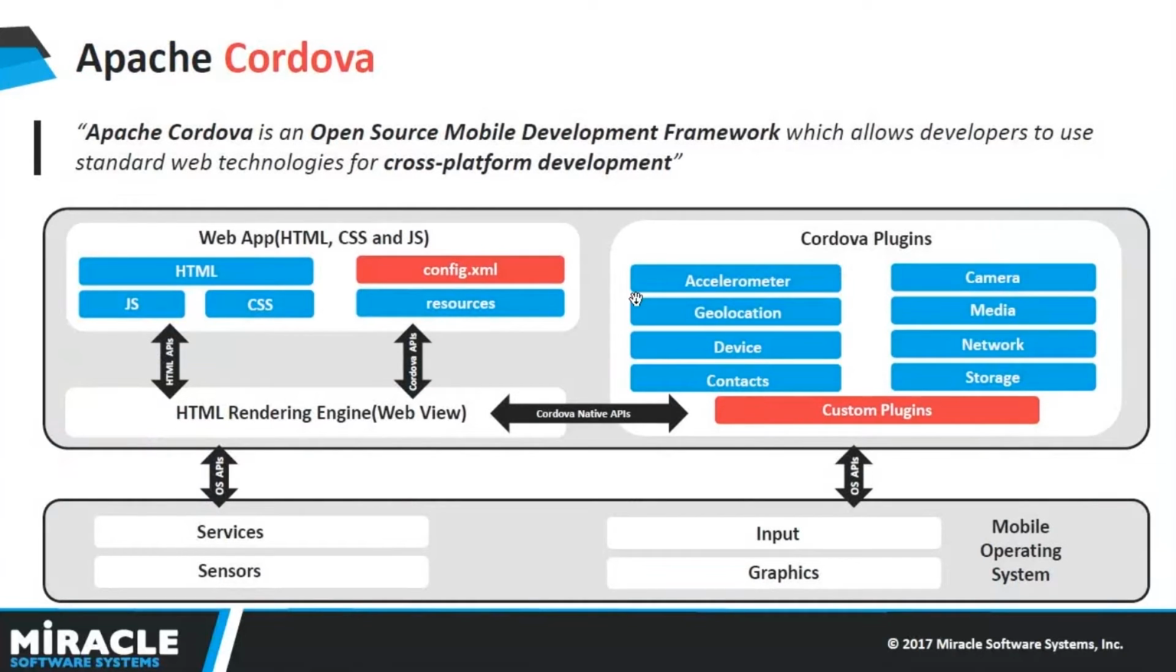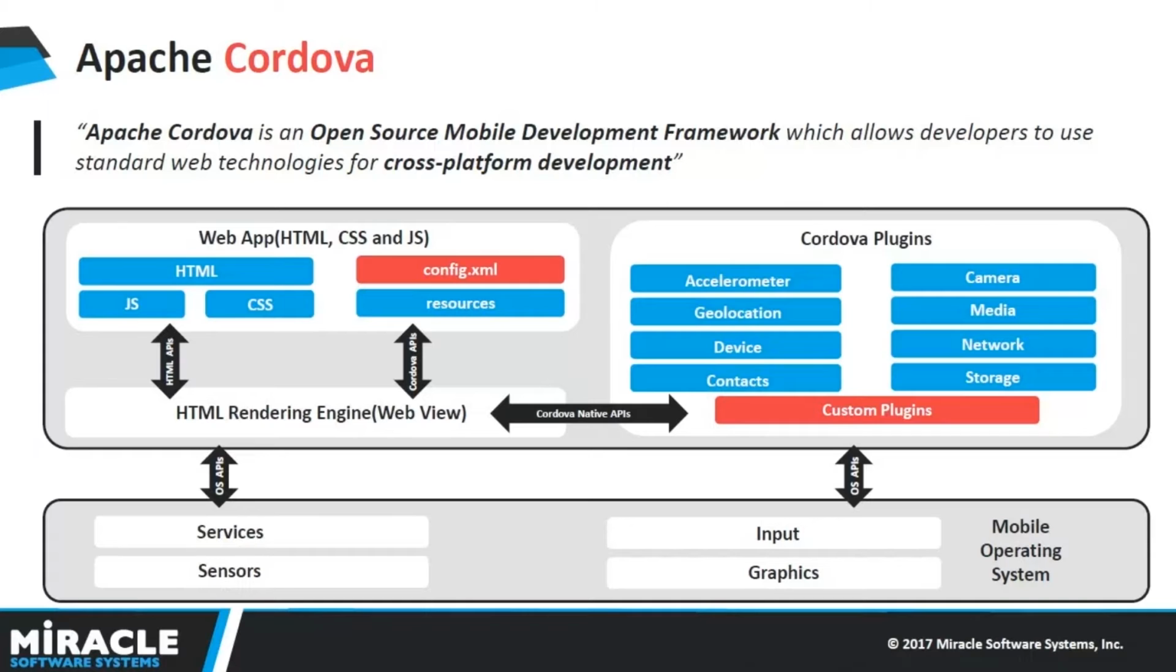Moving forward, Apache Cordova. Apache Cordova is a popular open source mobile development framework to develop hybrid mobile apps. And here is the extension of the previous architecture diagram. There we have the web app. Here we have web technologies like HTML, CSS, JavaScript, and config.xml.